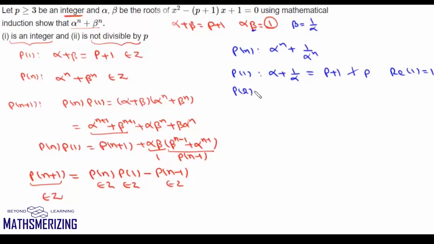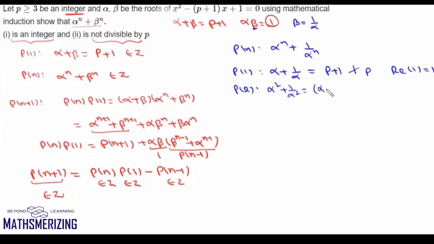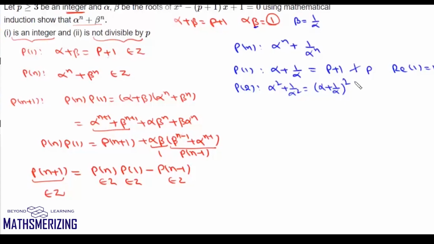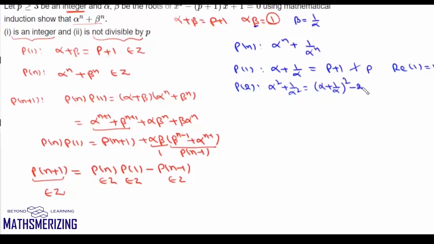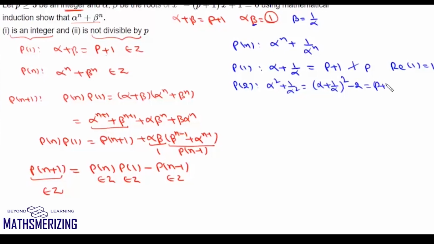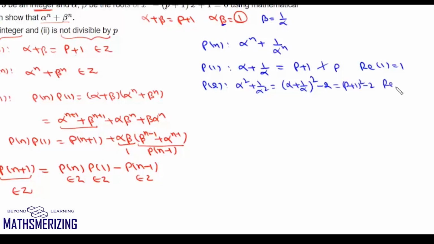Now we'll find P2, we'll write alpha square plus 1 upon alpha square, so that should be (alpha plus 1 upon alpha) whole square and then minus 2, so it should be (p plus 1) square minus 2, and in this case the remainder will be simply minus 1.